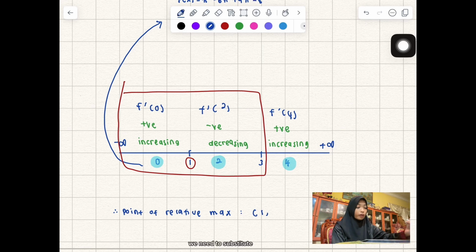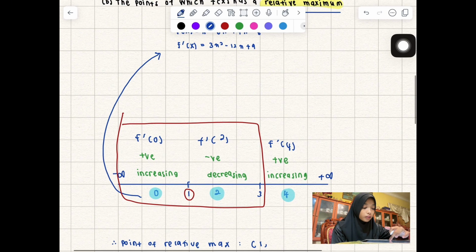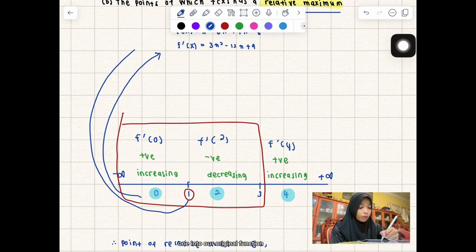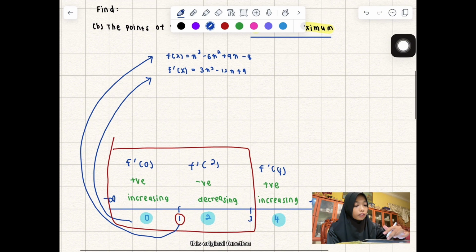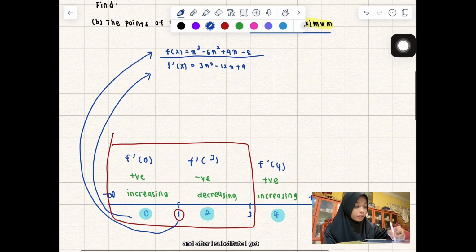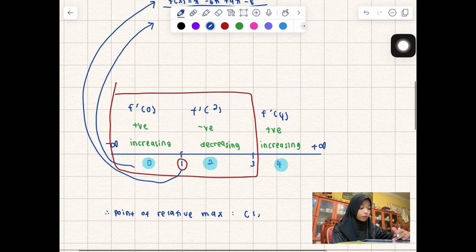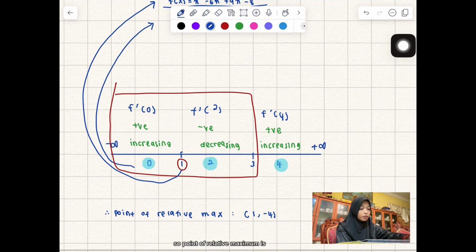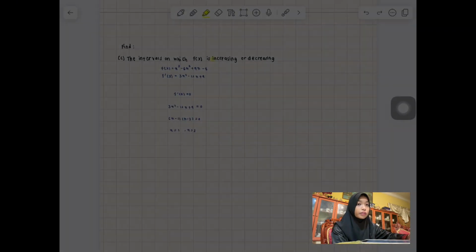And how to find y? We need to substitute 1 into our original function. After I substitute, I get negative 4. So the point of relative maximum is (1, negative 4).